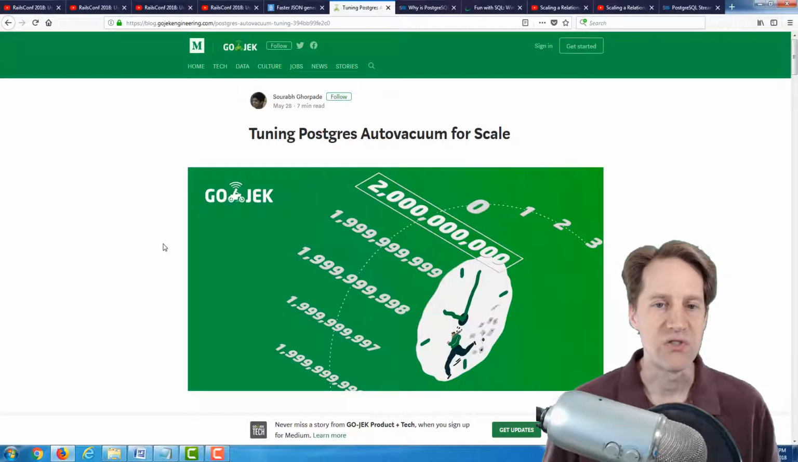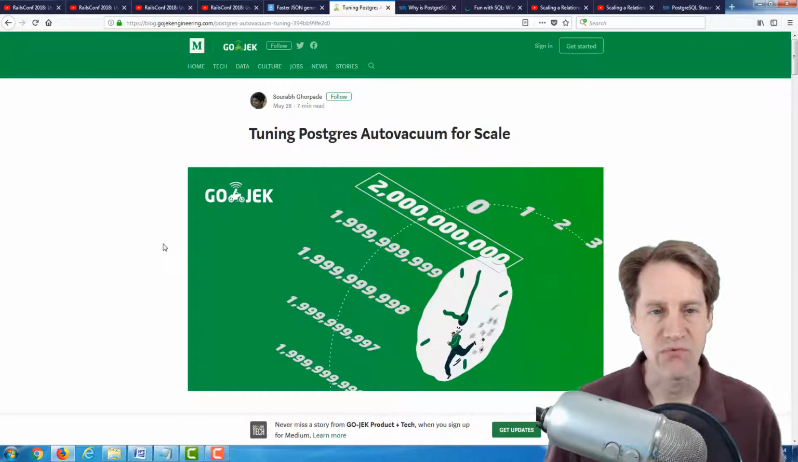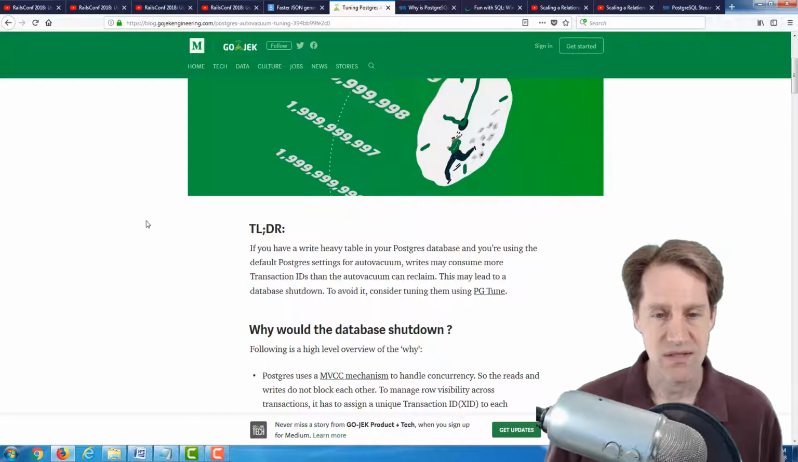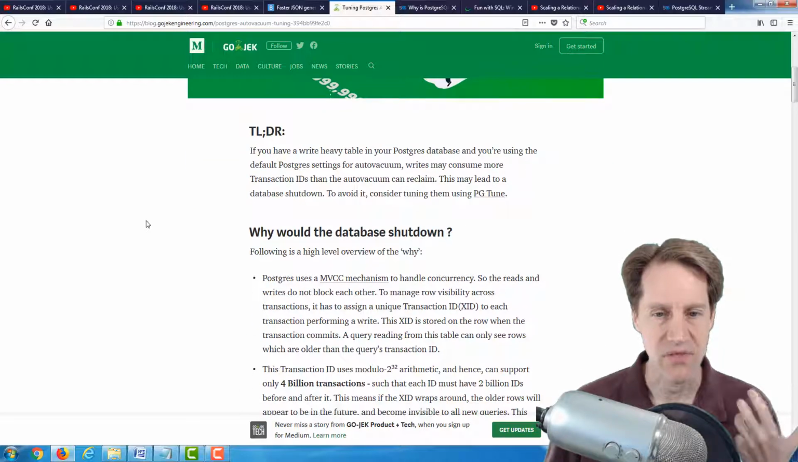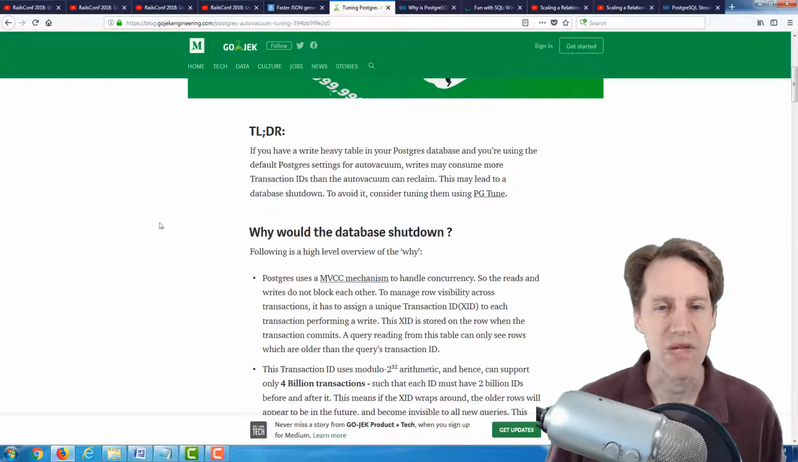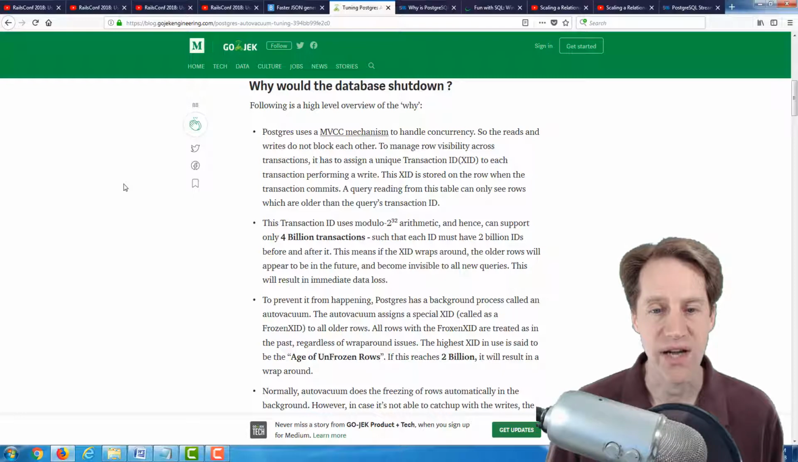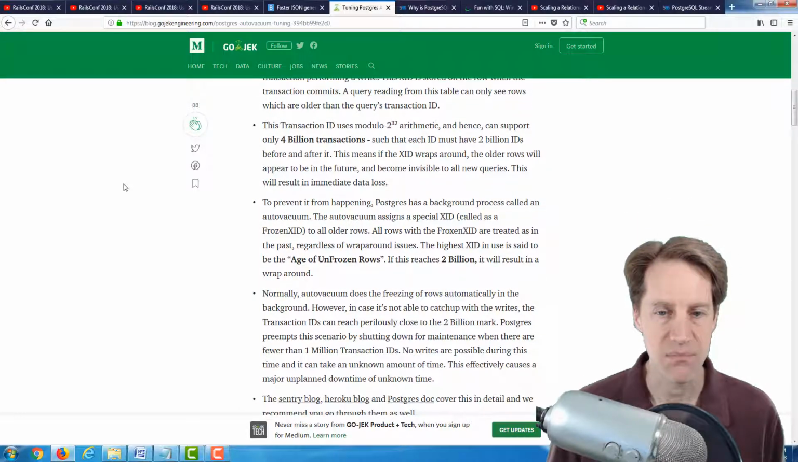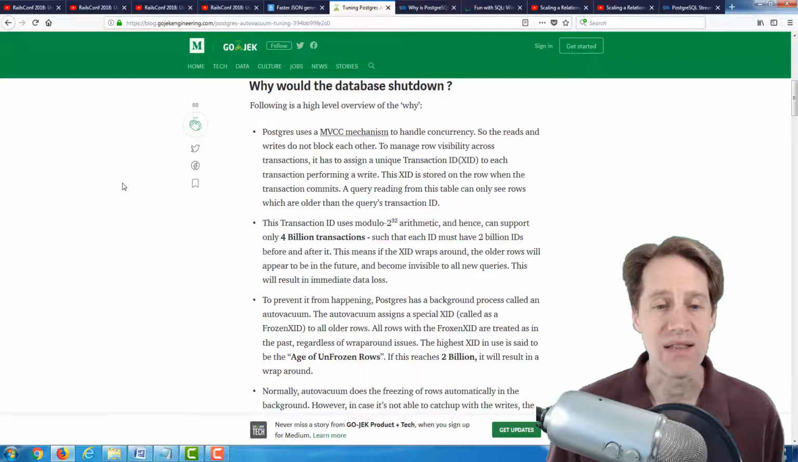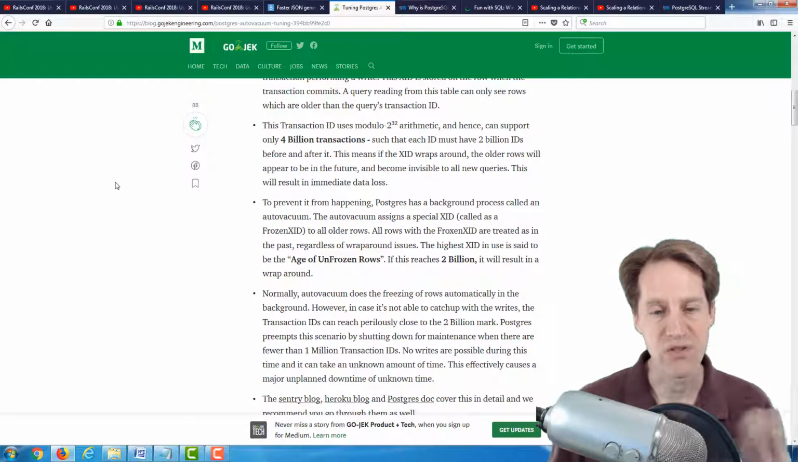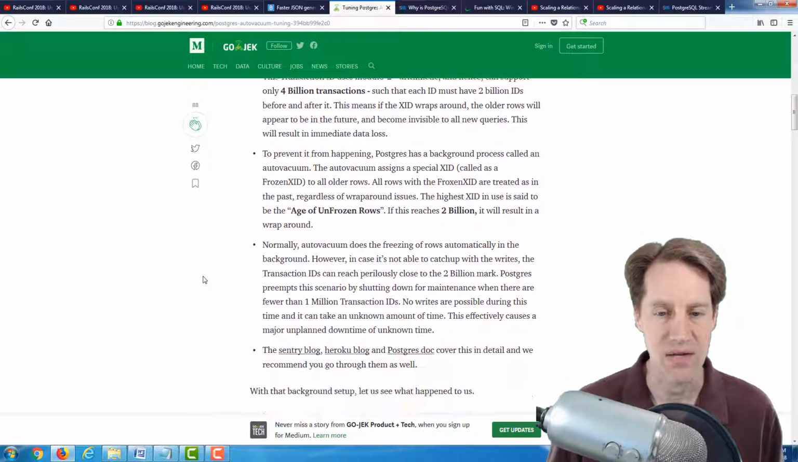The next post is Tuning Postgres Autovacuum for Scale, and this is from the GojakeEngineering.com blog. So this post discussed the scenario where they had a heavily written to table where Autovacuum was having trouble keeping up. Now, in particular, they talk about the importance of the transaction ID and the potential for it to run out and the dangers of that, where Postgres could literally shut down if you don't have enough transaction IDs for a particular table.